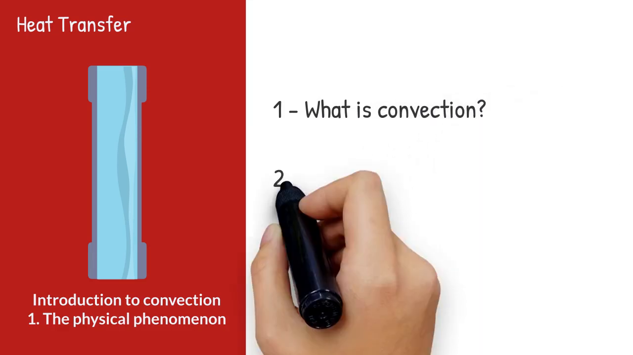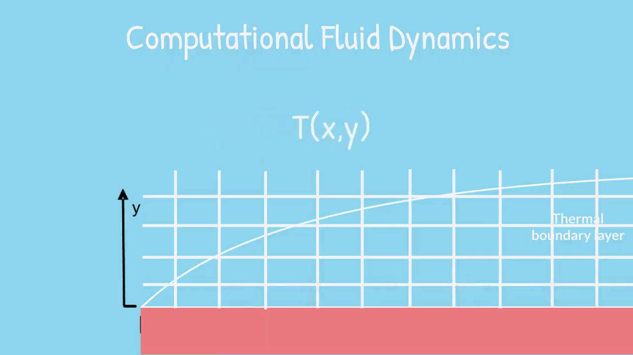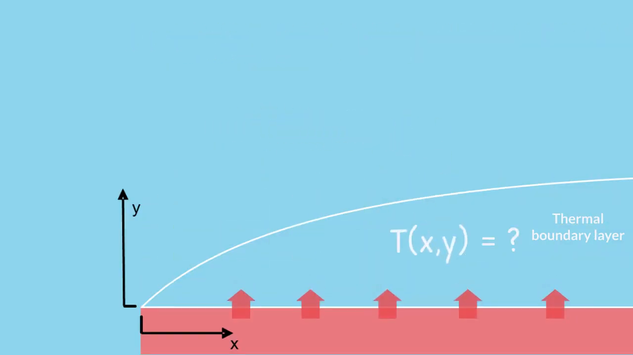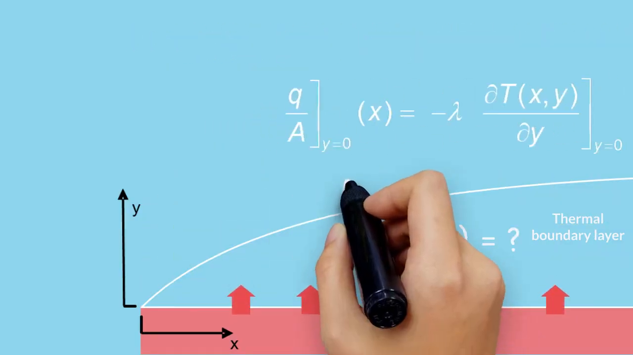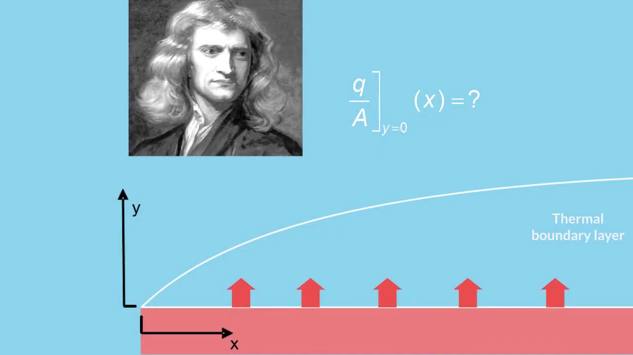In the first lesson, we have seen the physical phenomenon, the different types of convection, the velocity boundary layer, and the thermal boundary layer. And we asked ourselves the following question. If we don't use computational fluid mechanics, how can we evaluate the rate of heat transfer? Let's see what Newton's law tells us.